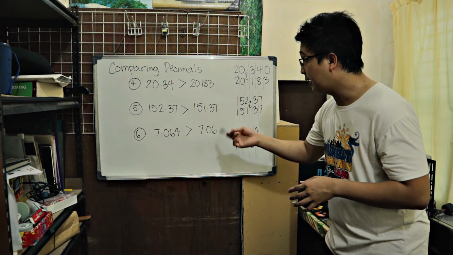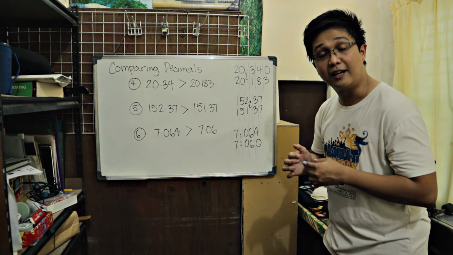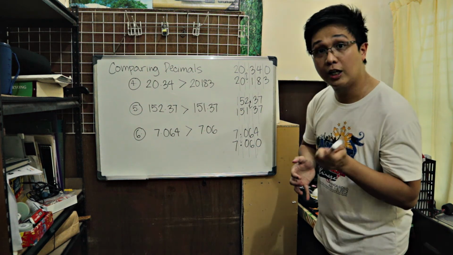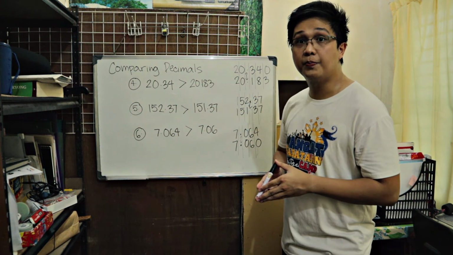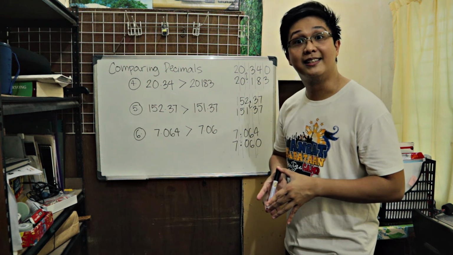Nga wala may nag-equals kag wala may nag-greater than, nga ga-expect ka may pattern. Wala. Kung tsakto-tsakto ginaya. And that is how you compare decimals.